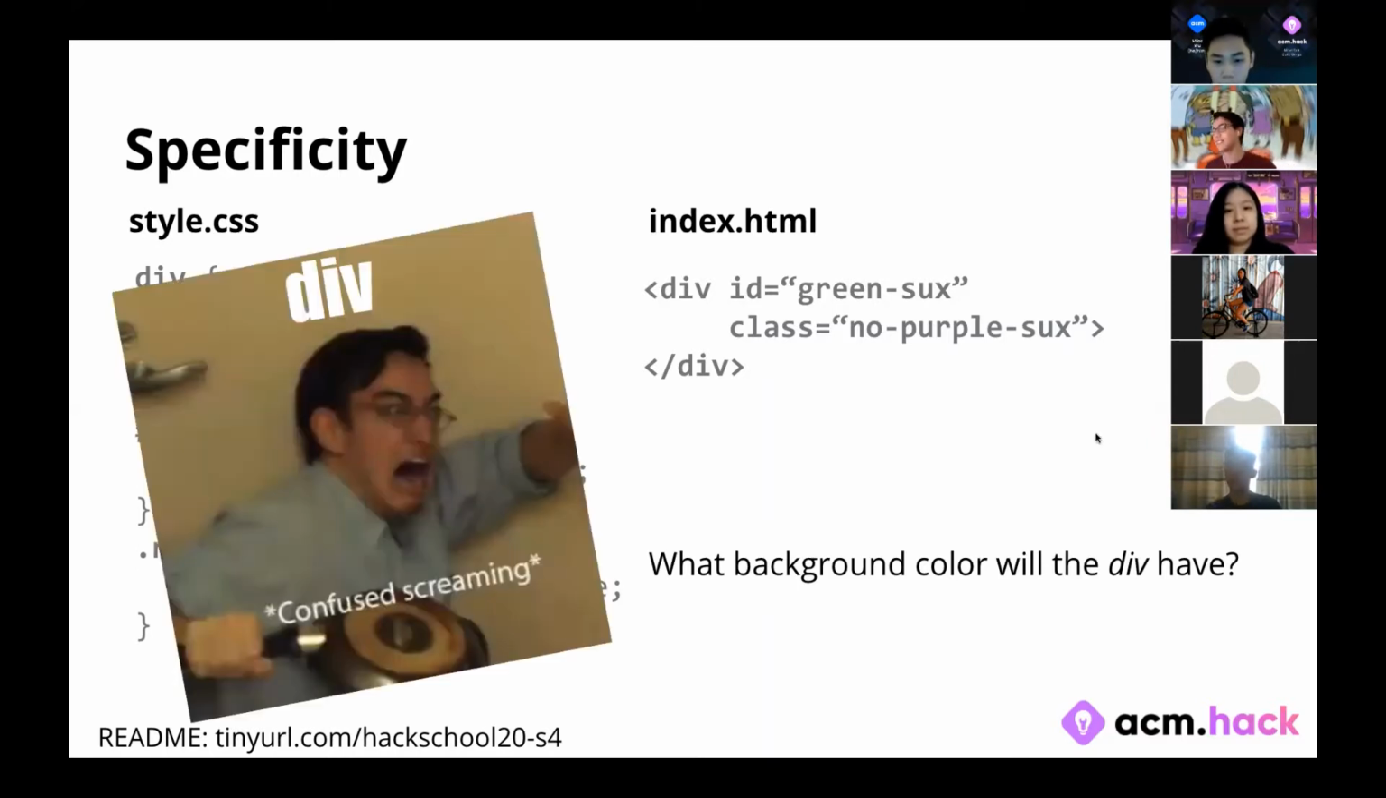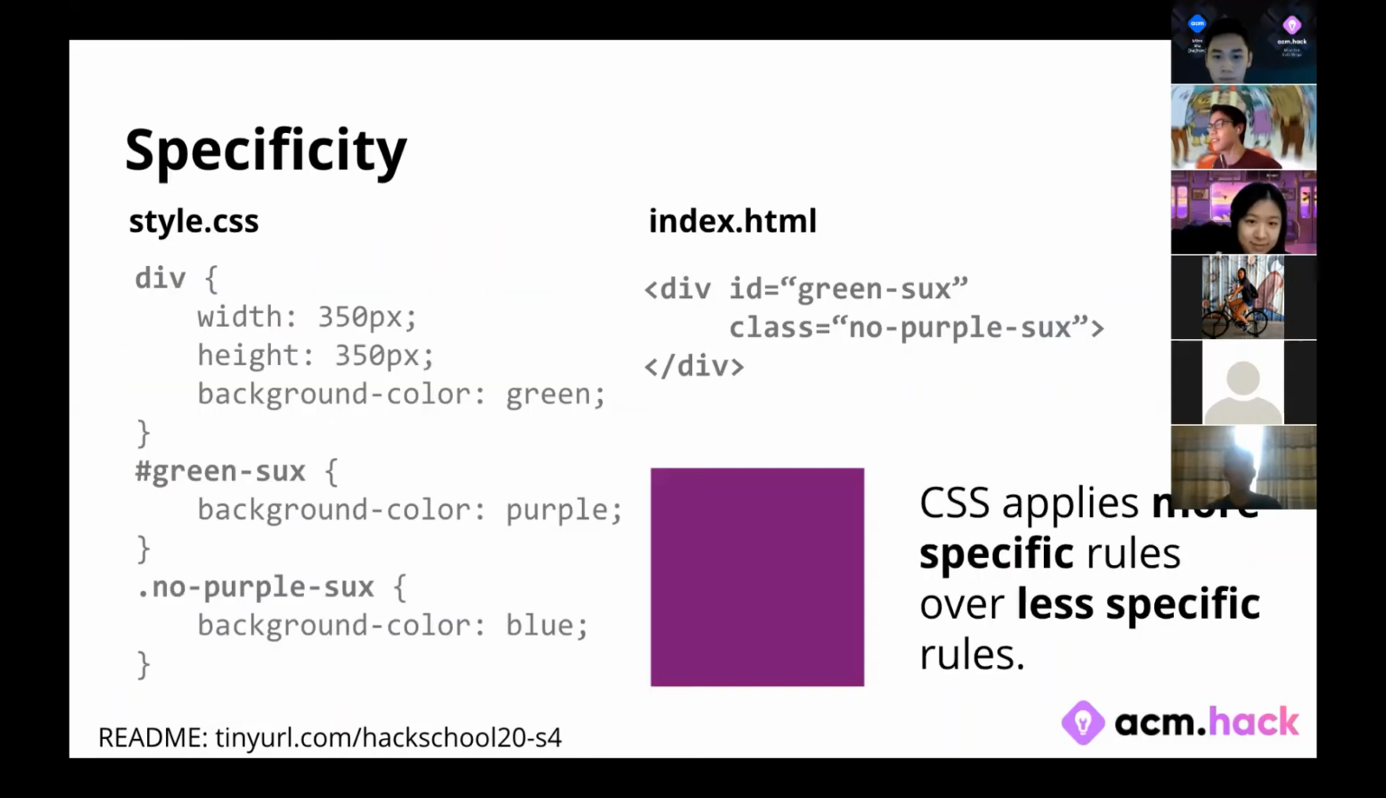Awesome, yeah, it is purple, but this is what CSS would have done if it didn't know what to do. Okay, so the answer is purple. And the reason for that is because CSS applies more specific rules over less specific rules.